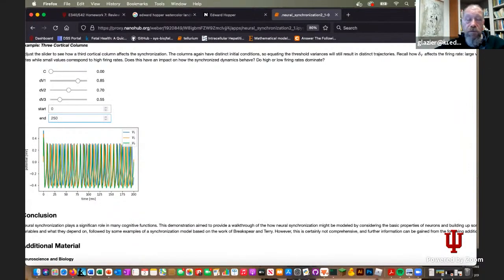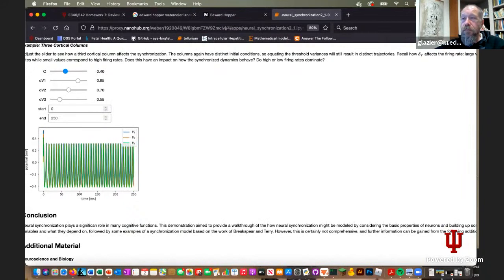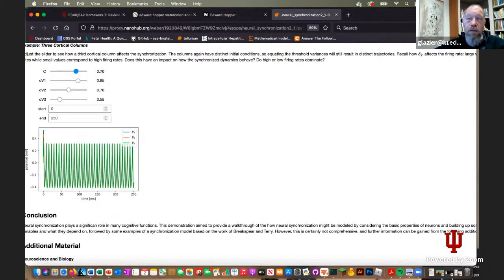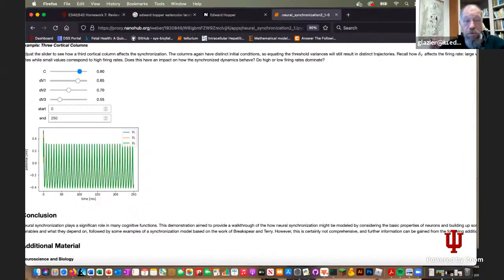Now let's see, if you start pulling C up, what happens? See, now they're beginning to come together. So they're all three locked. It's sometimes possible to get two of them to lock. If, for example, V1 and V2 were close to each other, and V3 were far away, you could get V1 and V2 to lock together and then not 3. So there are quite interesting things that happen when you have three oscillators.